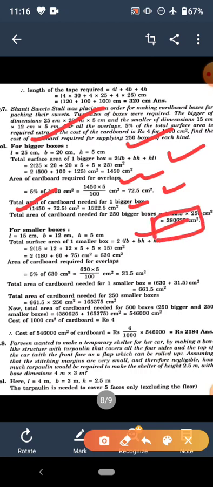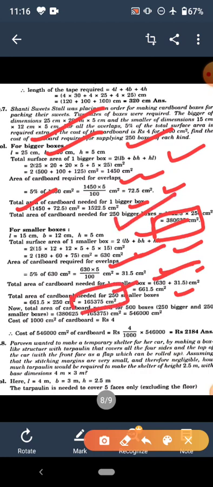So this we have done for the bigger box, and the same procedure we have to follow for the smaller box too. For the smaller box, 2 into LB plus BH plus HL again, so 630. 5% for the overlap, that is 31.5. You will add, then 661.5. Then for the 250 it is 165375.